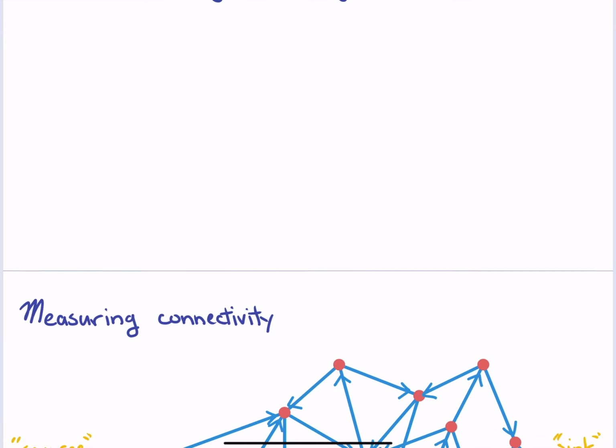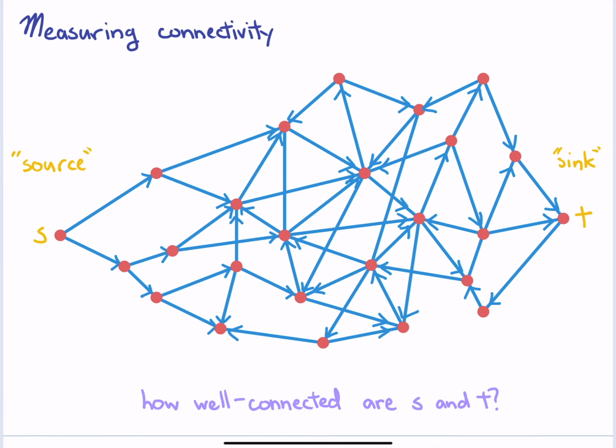So today's about packing and covering paths. It's really a question about connectivity and how well connected things are in a graph. The high level question we're interested in is: you're given a directed graph and maybe two vertices, S and T, and you want to know how well connected S and T are in the graph. We'll quantify that.